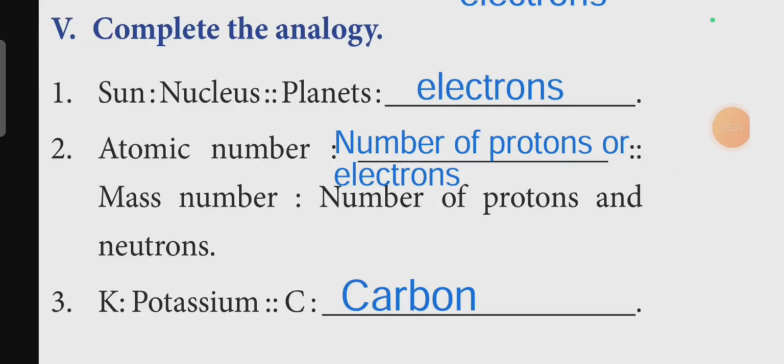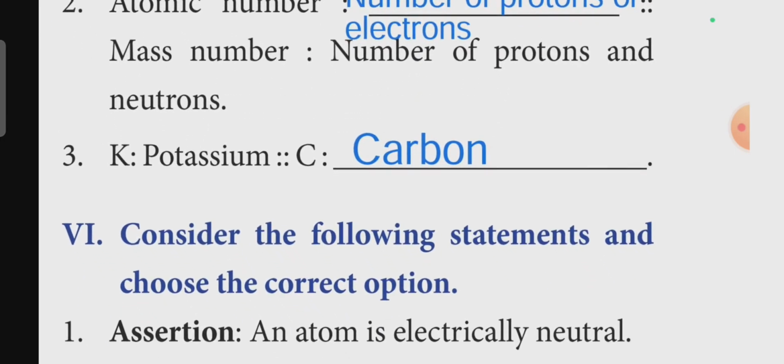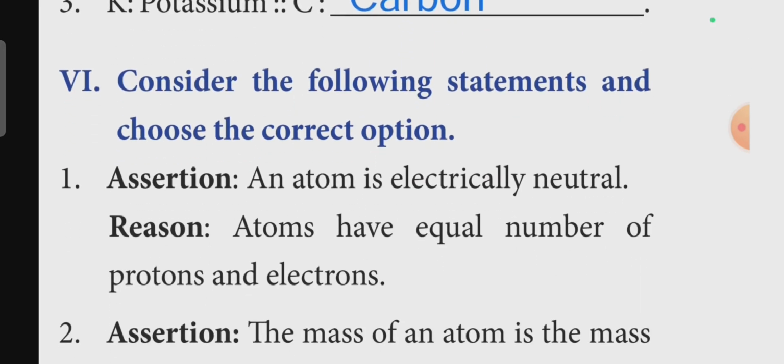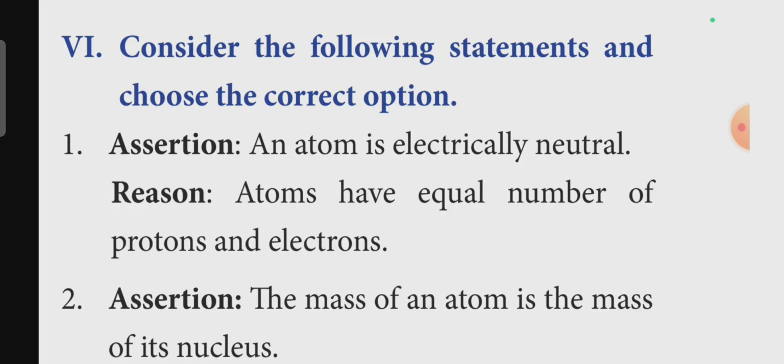Next one, atomic number: protons or electrons; mass number: protons and neutrons. Next one, K stands for potassium, C stands for carbon. Sixth Roman, consider the following statements and choose the correct option.